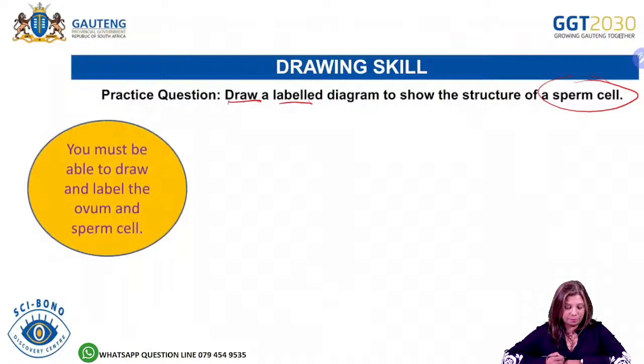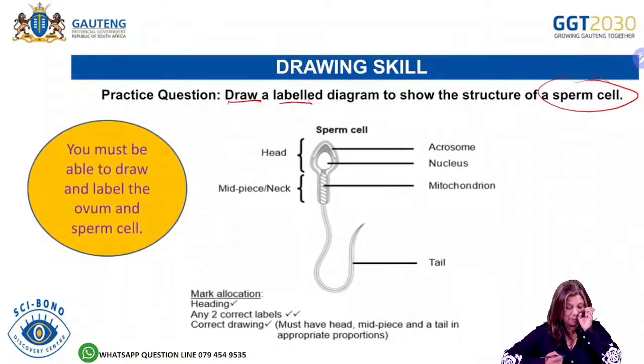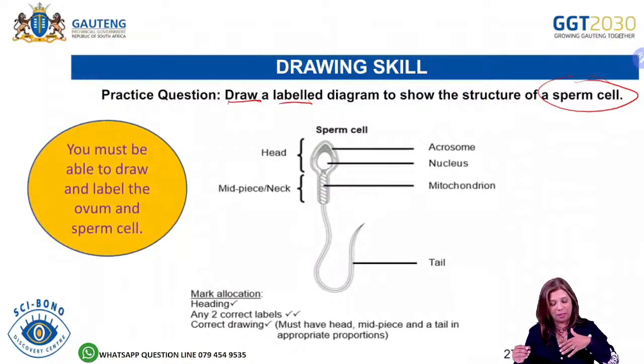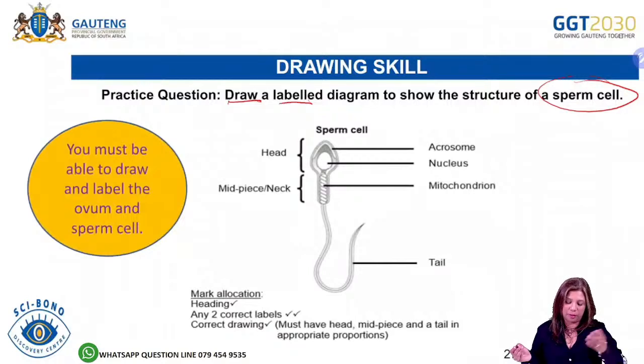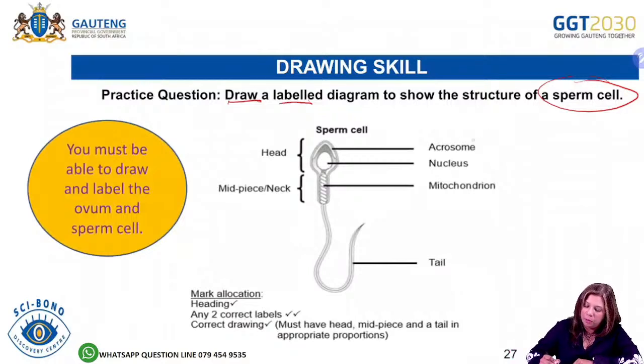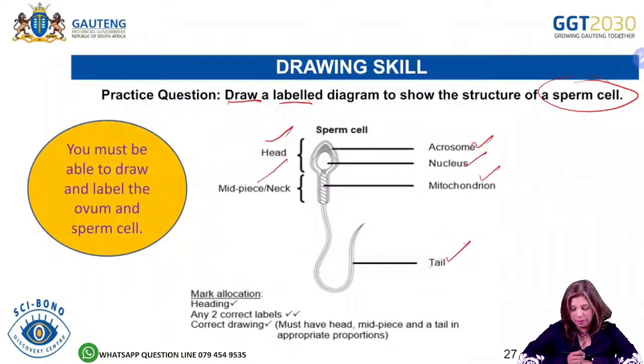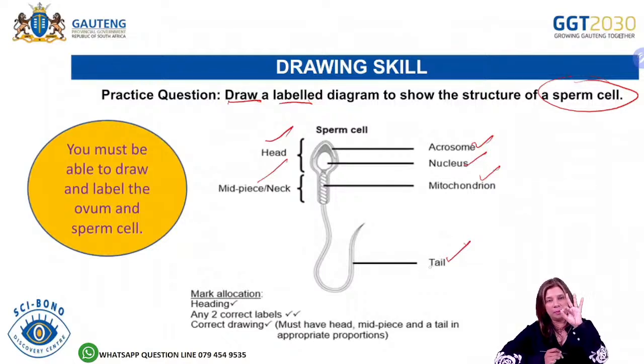So let's look at it. Here's the sperm cell. The other sperm cell that we were dealing with was in a different direction, but it's the same labels, just a different view of it. There we have the acrosome, the nucleus, the mitochondrion, the tail, the head, the midpiece, and the tail. The sperm cell is divided into three parts. That is going to be key when they are marking your question.